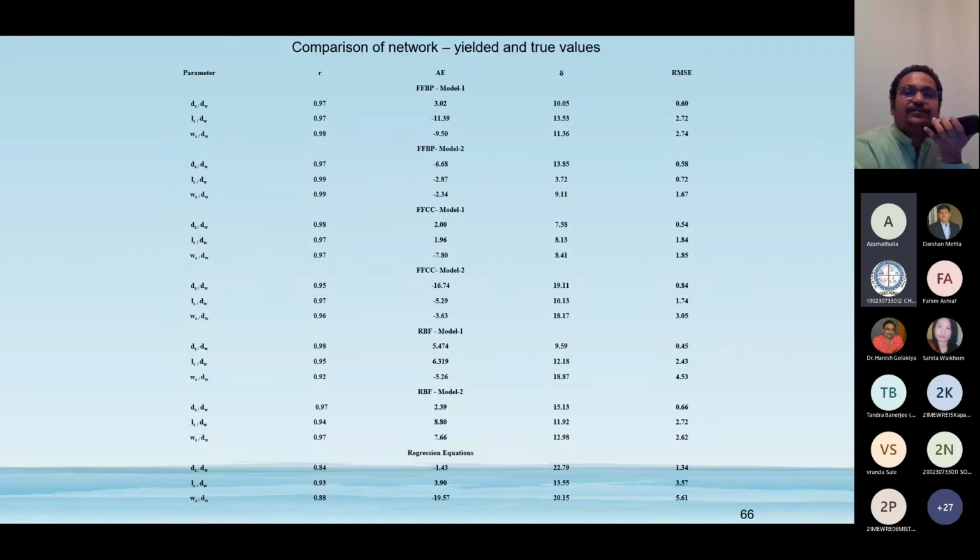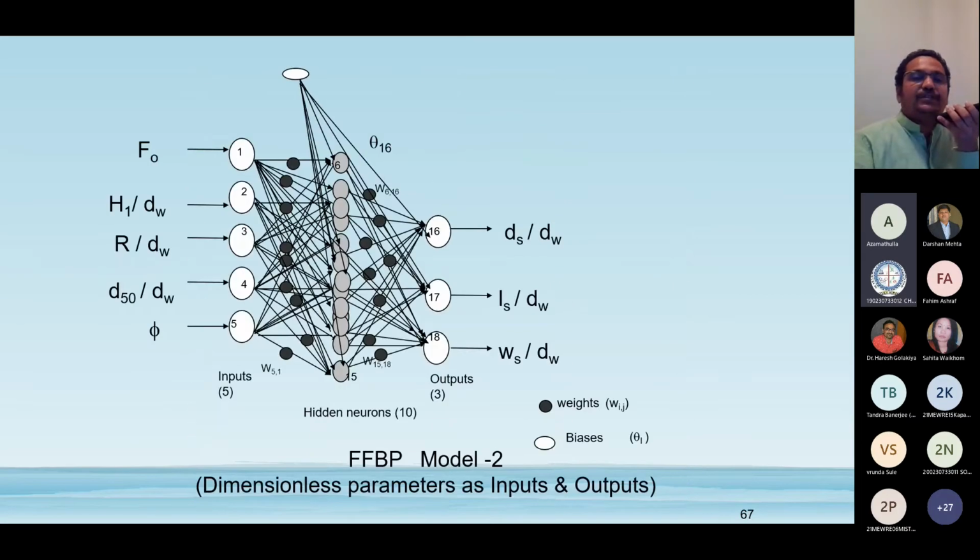You can see from the results which model is good. Again, you must have error criteria: correlation coefficient, average error, mean absolute deviation, and root mean square error. So at that time we suggested model two, this model, and even reviewers agreed. Next please. So this is the suggested model. You can see weights and bias.